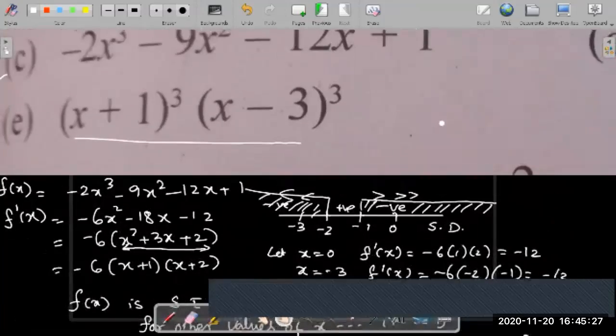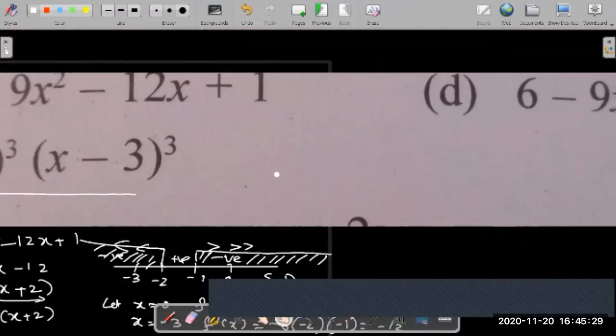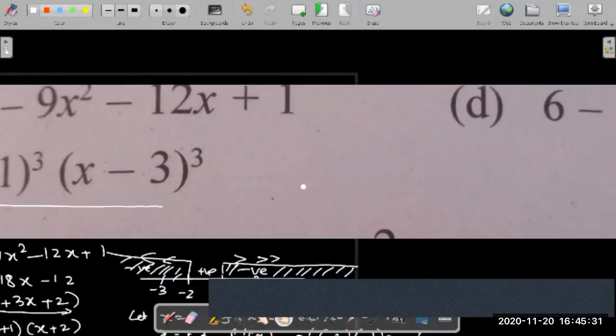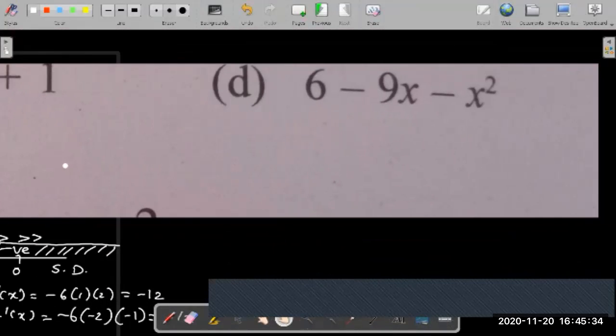So we have done the C and E. Oh, D we skipped. Okay, D is here. D we have done, no? 6 minus 9? No, we haven't done. Okay. So for this, f of x equal to 6 minus 9x minus x square.